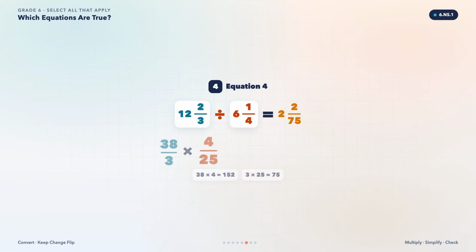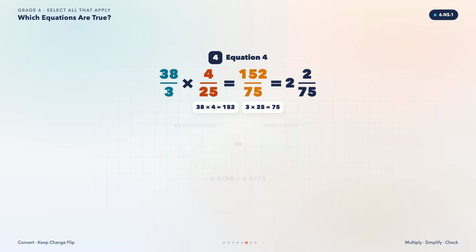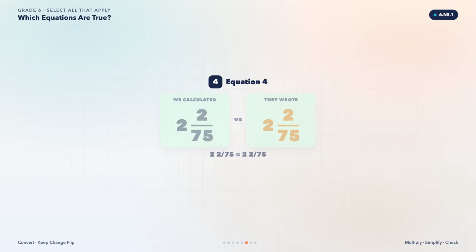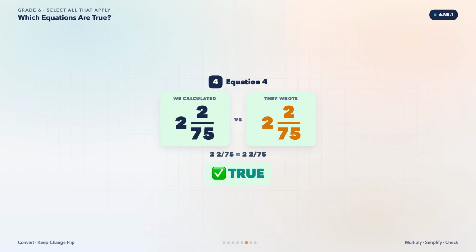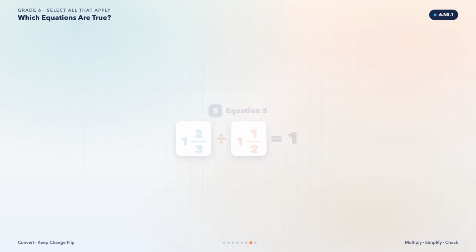Keep 38 thirds. Change to multiply. Flip 25 fourths to 4 over 25. 38 times 4 is 152. 3 times 25 is 75. 152 over 75. That's 2, with 2 left over. 2 and 2 75ths. Perfect match. Equation 4 is true.